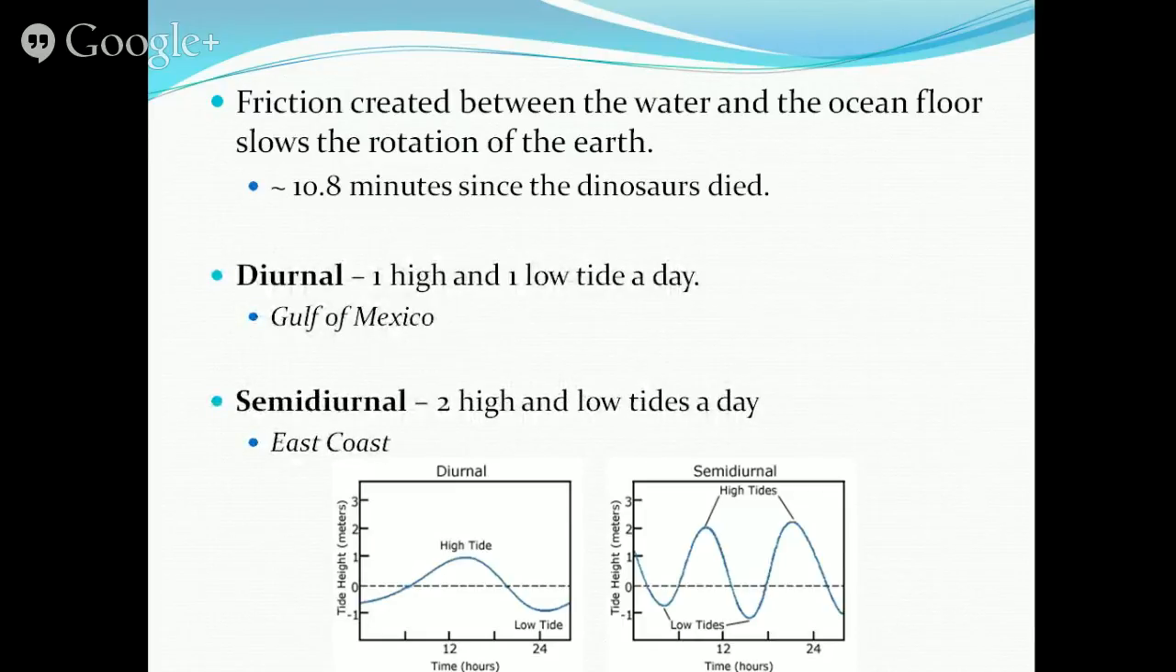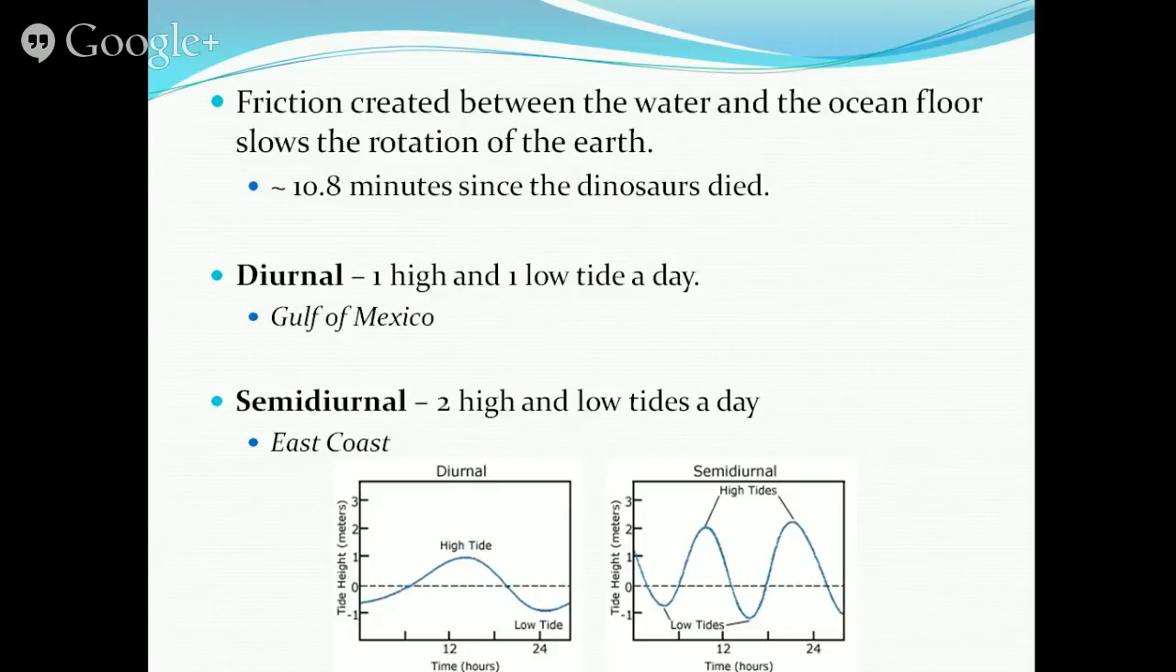So when we talk about our tides, the number of highs and lows you get every single day differs depending on where you are. So we have a term, diurnal. Diurnal means daily. So in a diurnal tide, you have one full tidal cycle each day, daily. So you have one high tide and one low tide.